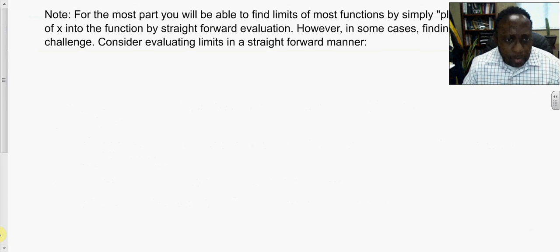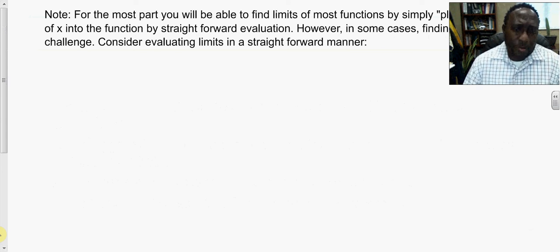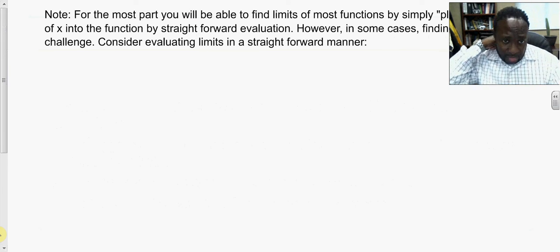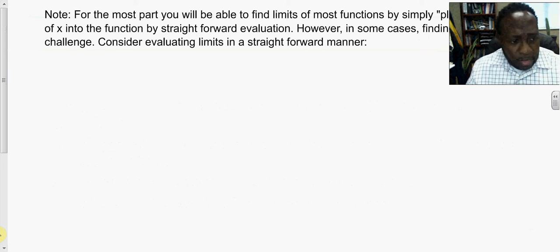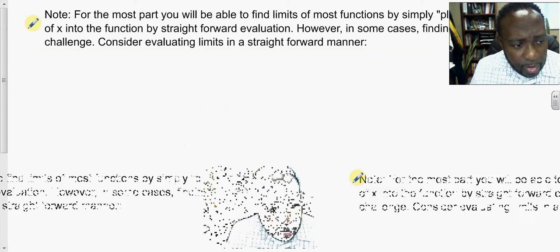Typically, and for the most part, you will be able to find limits of most functions by simply plugging in the value of x into the function, by what I call just a straightforward evaluation. However, in some cases, finding the limit will be a challenge. So we'll consider evaluating limits in a straightforward manner. Let me just give you a few of them right here.